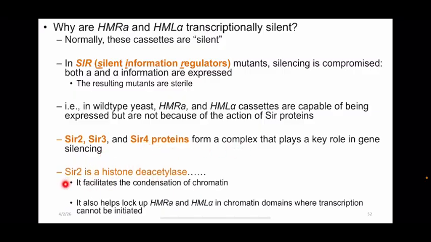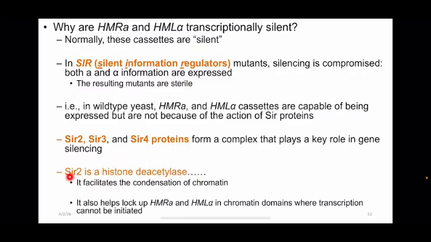Sir2 is a deacetylase, a histone deacetylase. As we all know, acetylation means formation of euchromatin. So if we are deacetylating, that means we are promoting heterochromatin formation or silencing of the gene. When we add acetyl groups, we are activating the gene, so if anything comes in to deacetylate or remove the acetyl groups, we are silencing the gene.